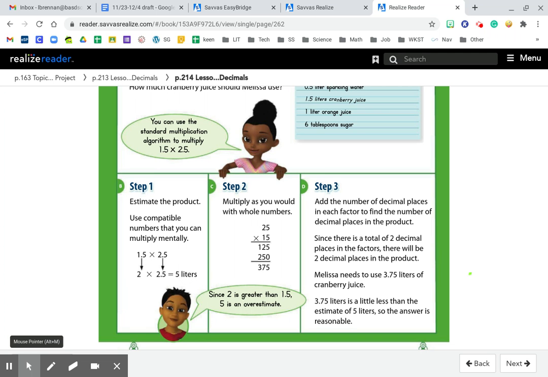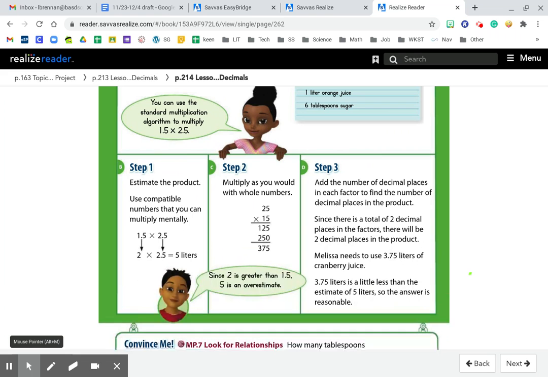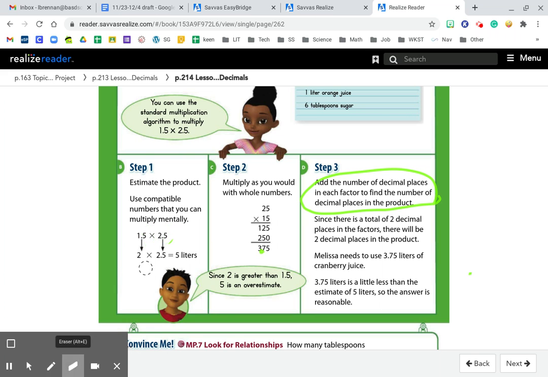And then when we go back and multiply, we multiply it like they were whole numbers. And then at the end, this is the most important part. You have to add the number of decimal place values in the factors, and then put that number of decimal place values in the product. So we know we have 2 decimal place values in the factors, so we're going to need 2 in the product. So it's going to go between the 3 and the 7. The decimal is put in at the end.